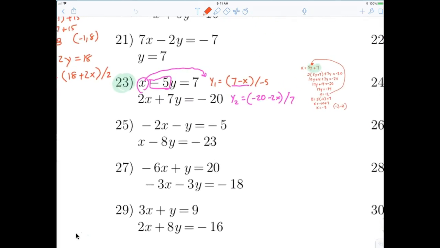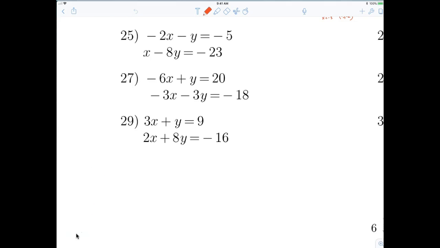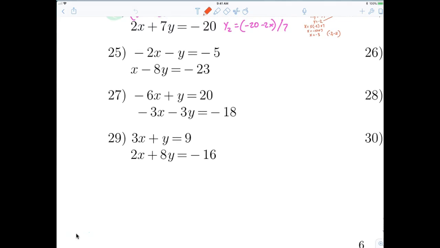Number 25, good question. Here we go. Look at 25. 25 is kind of annoying because it's not set up correctly. So every single person who didn't do it, or had trouble, let's go. And those of you who did it, let's just see if you did it like I did. On number 25, if it were me, I would probably take the negative 8y and throw it over. So I would say x equals 8y minus 23.